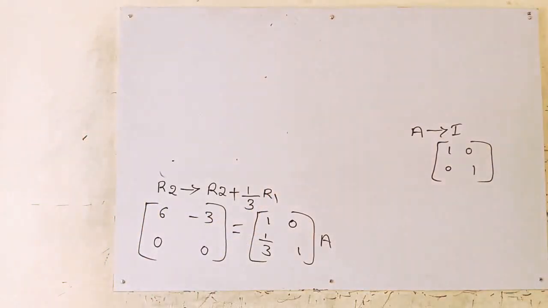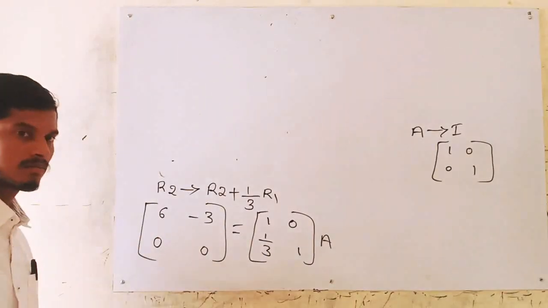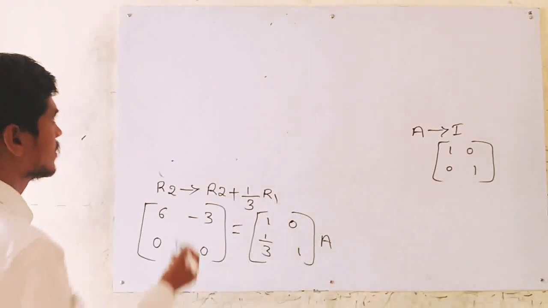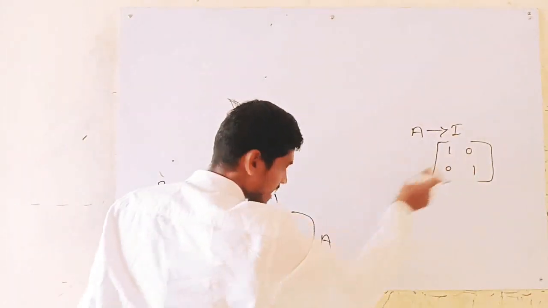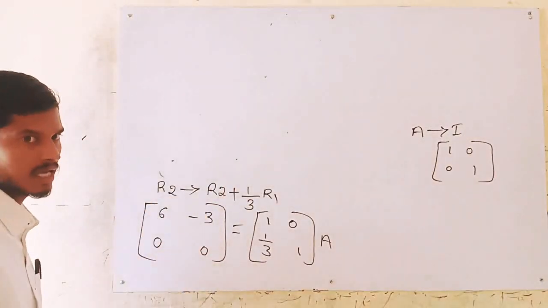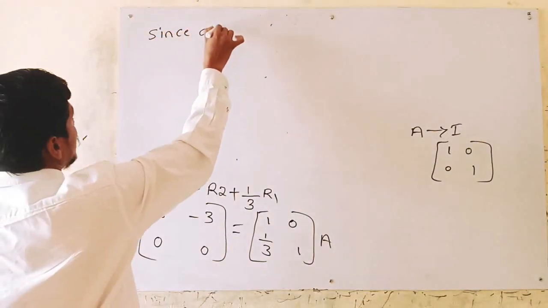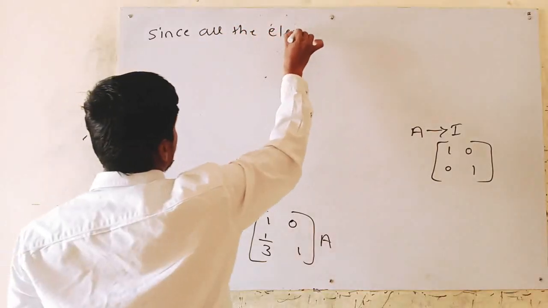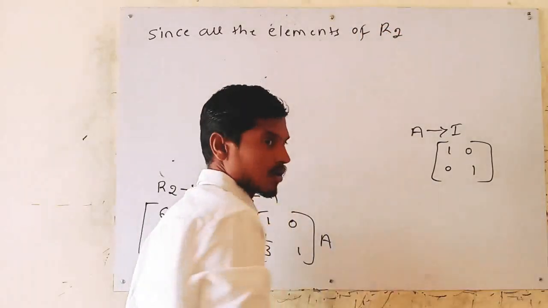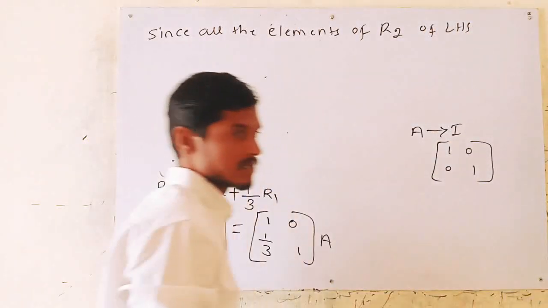Now let's note it down. I have given the notes. Note this: if all the elements of any row or column become 0, then A inverse does not exist. Our target is A to I, but in between, if you get all the elements 0, then A inverse does not exist. So since all the elements of R2 of the LHS are 0.